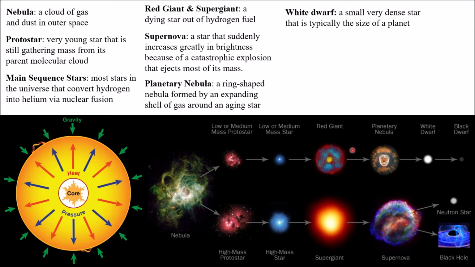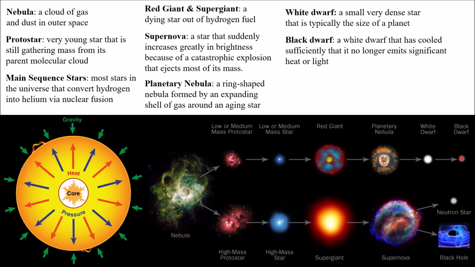And so from that, today we'll have an example of a white dwarf, and that's basically just, after this planetary nebula, a dense star that's typically the size of a planet, and then we also have a black dwarf after that. So basically once it's cooled significantly, it's not really emitting much light, and it becomes a black dwarf.